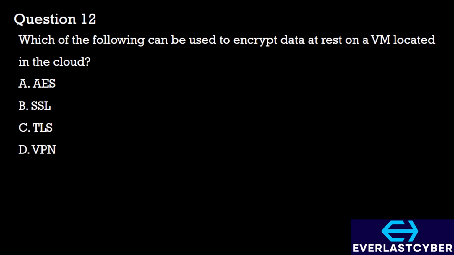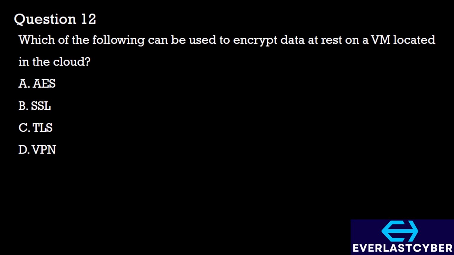Question 12. Which of the following can be used to encrypt data at rest on a VM located in the cloud? A. AES, B. SSL, C. TLS, D. VPN.